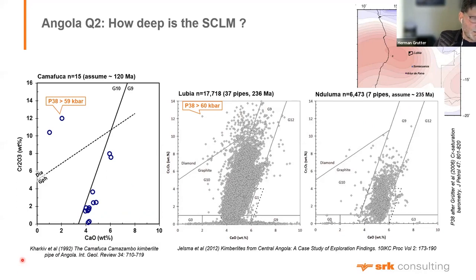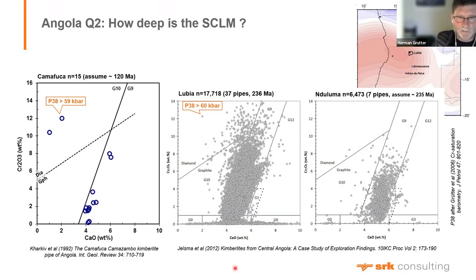And I looked at this data set for a long time before I started believing that it's real. The pressure that you would get out of that composition over there is the minimum pressure. It's larger than 59 kilobars. It tells you there's some very deep mantle around at Kamafuka. If you don't believe that pressure, well, this one would be about 55. And then there are also those lithic garnets over there, as is expected. It took a long time to have that pressure reconfirmed.